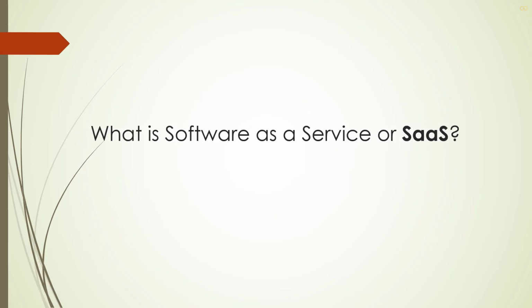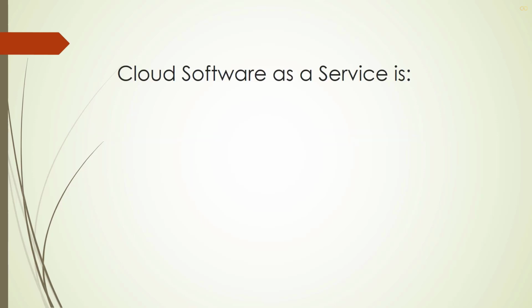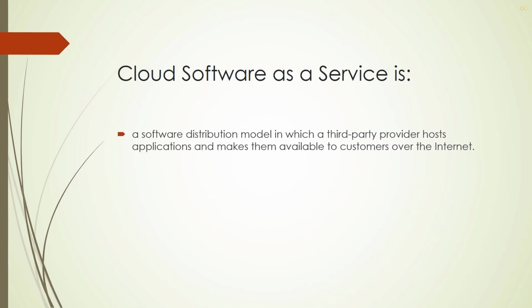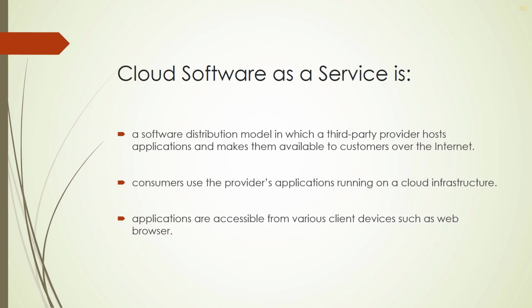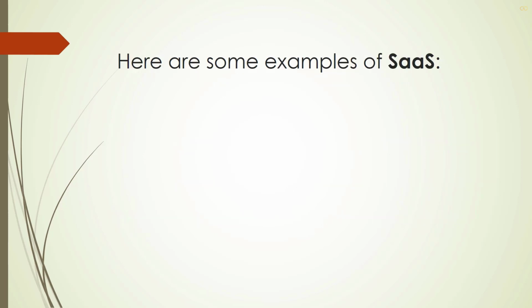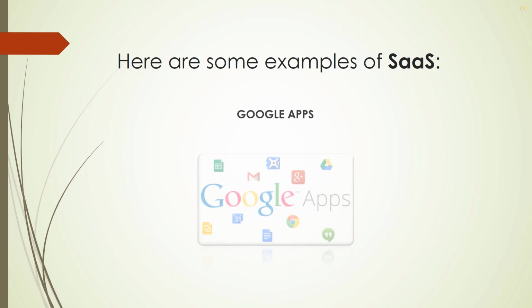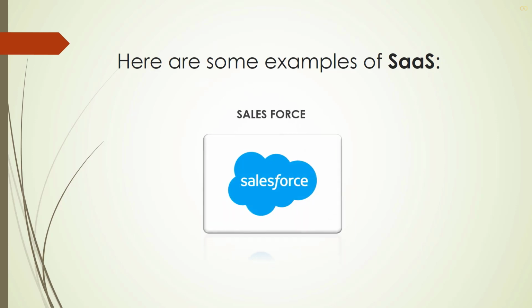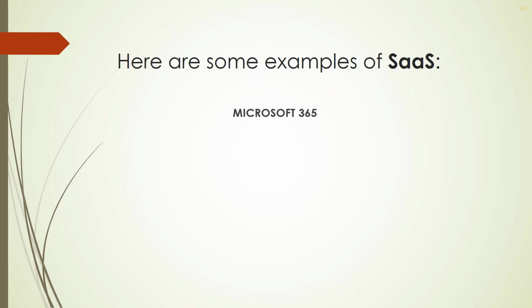What is software as a service, or SaaS? Cloud software as a service is a software distribution model in which a third-party provider hosts applications and makes them available to customers over the internet. Consumers use the provider's applications running on a cloud infrastructure. The applications are accessible from various client devices such as a web browser. Here are some examples of SaaS: Google Apps, Salesforce, or Microsoft 365.